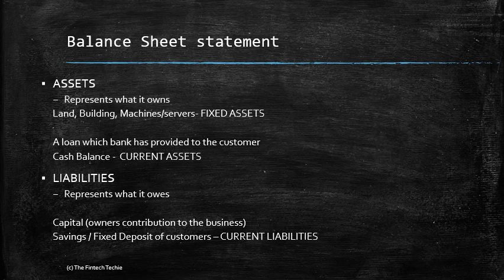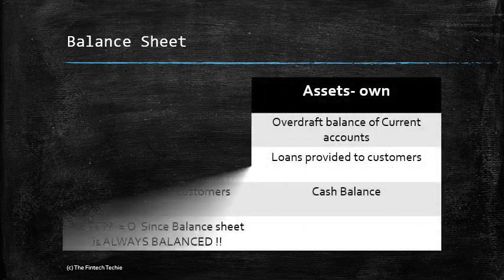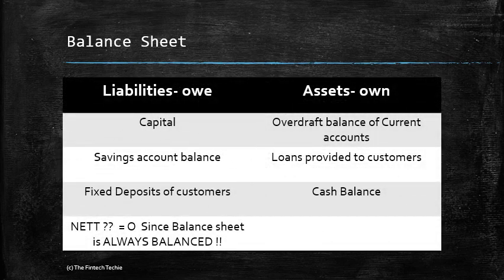So now we know what is an asset, what is a liability. In simple terms, liabilities are what we owe, assets what the business owns. So again, depicting like in the P&L format, on the left hand side we have the capital, the savings account balances, the fixed deposits of customers. I'm speaking in terms of a bank being the organization. On the right we have the overdraft balance of current account.